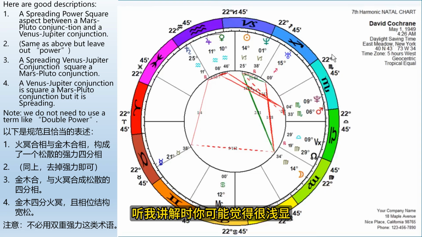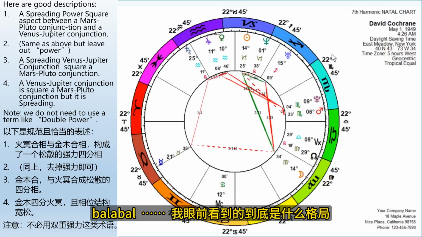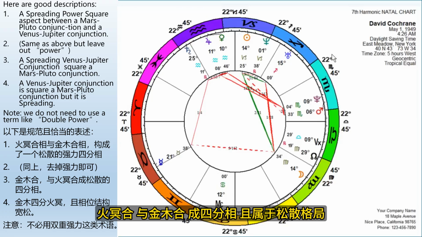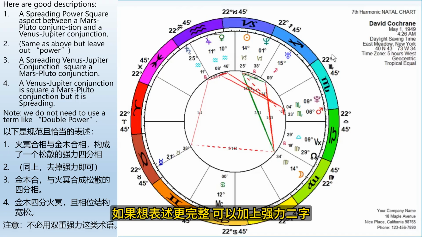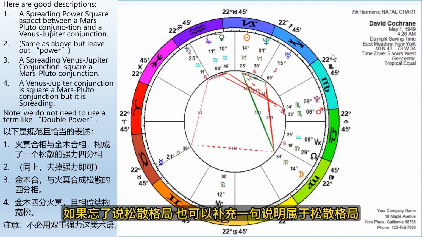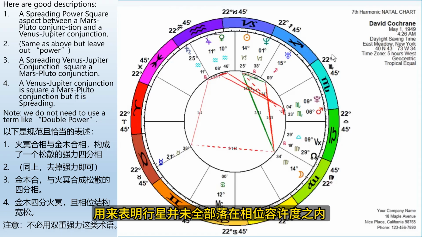When I say it, it may be obvious, but when you're looking at a chart and you're trying to find the words for what it is you're looking at, just keep it simple. It's a Mars-Pluto conjunction square a Venus-Jupiter conjunction, and it's spreading. And if you think of it, add the word power. There's a power square between a Mars-Pluto conjunction and a Venus-Jupiter conjunction. And if you don't remember to say the word spreading, you can just say, and it's spreading, just to let them know not everything's within orb. Okay.